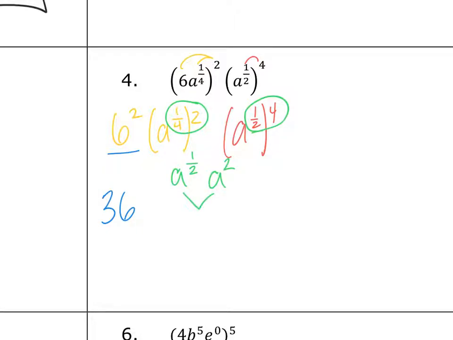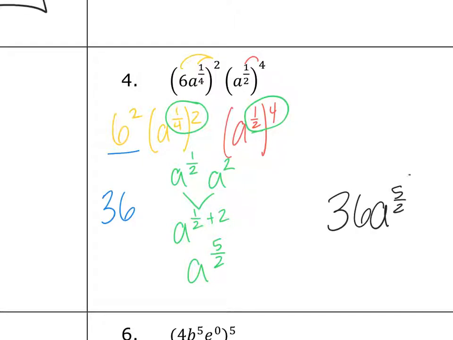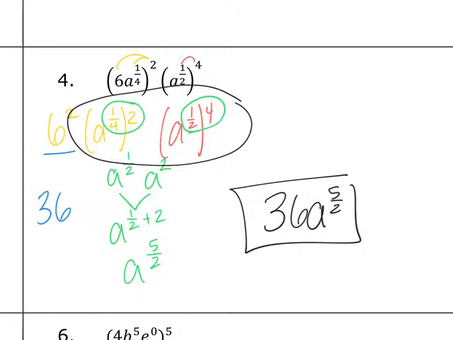Now, because these are separated, they're multiplied, so I add 1/2 and 2, and I get 5/2. So my final answer is 36a to the 5/2. You could also take it at this point if you wanted to and do 1/2.